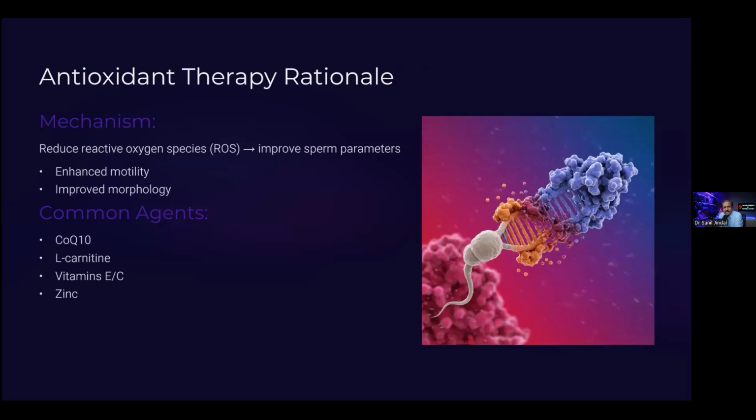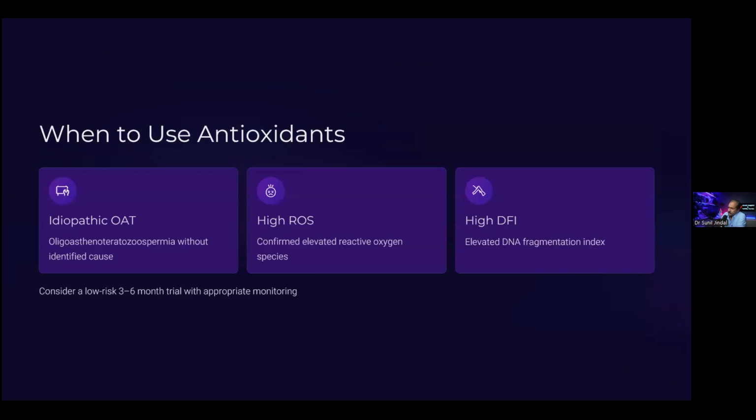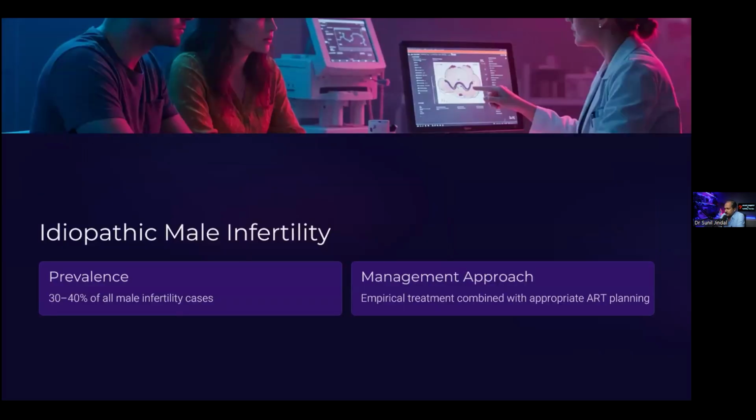Now, what's the rationale? The rationale of any antioxidant is to improve the sperm parameters, motility, morphology, and prevent the oxidative damage. So, what are the common agents used? Coenzyme Q10, L-carnitine, vitamin E and C, and zinc. Now, when to use? Idiopathic OAT, high ROS, high DFI, give for at least 3 to 6 months.